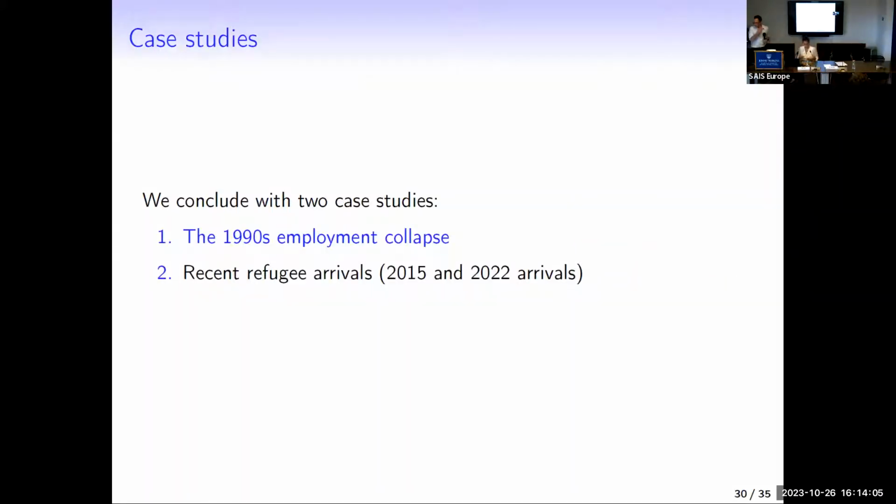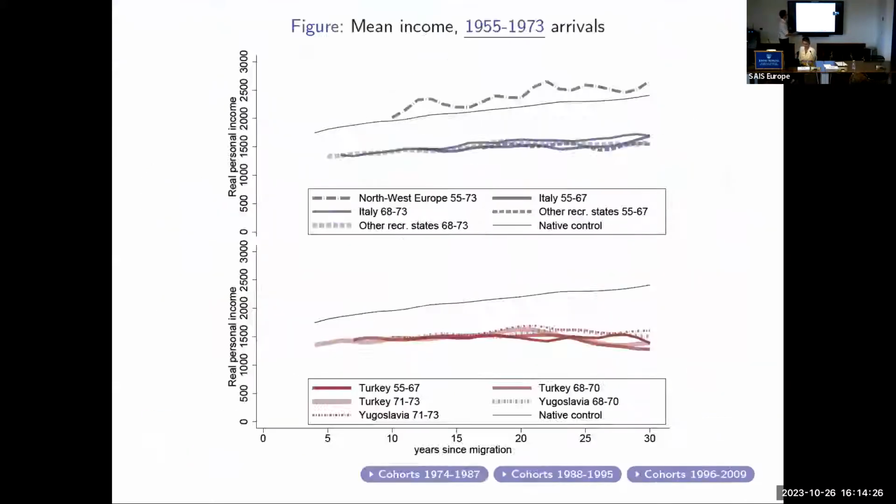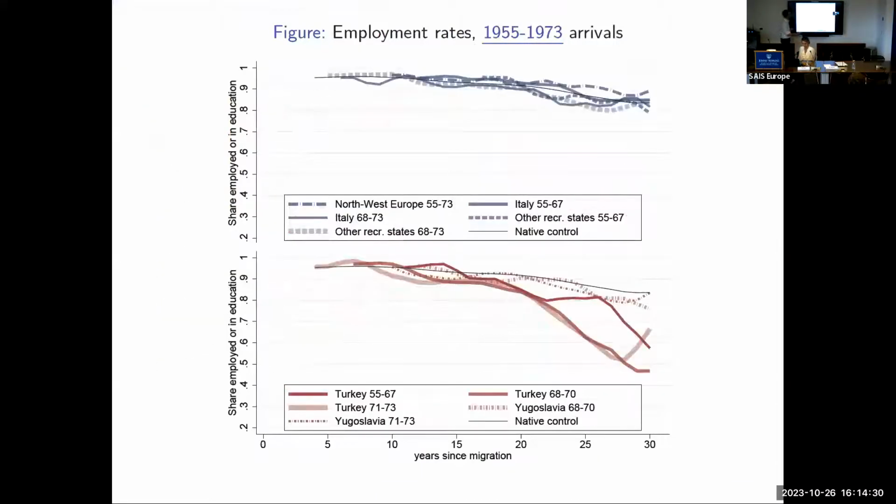Okay, so what I want to spend the last 5-6 minutes on is these case studies. The one I want to show you very briefly, we try to pick a dramatic name to get the readers interested. We call it the 1990s employment collapse. You saw that a little bit earlier when we talked, for example, about some of these Turkish cohorts. Sorry, now I'm jumping a lot. They seem to suddenly do a lot worse.